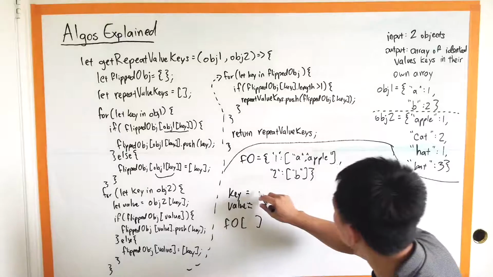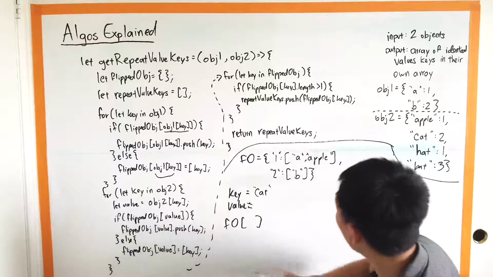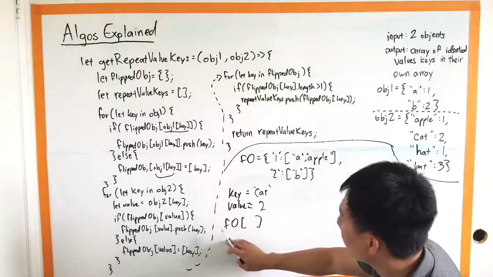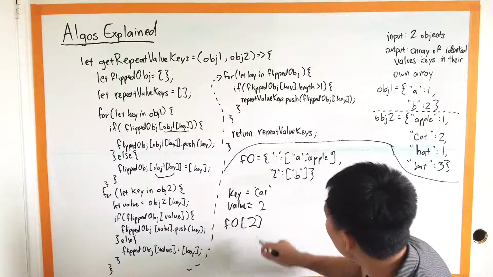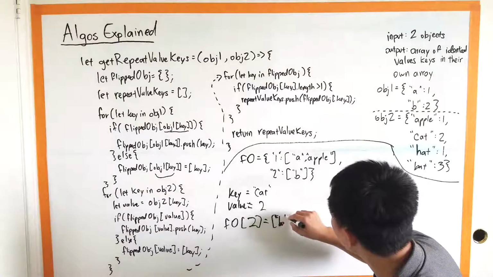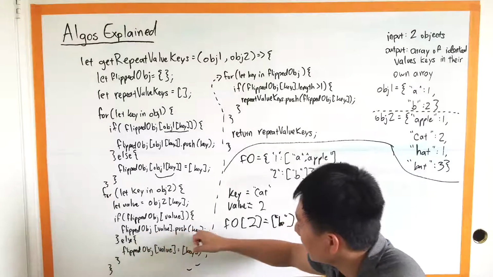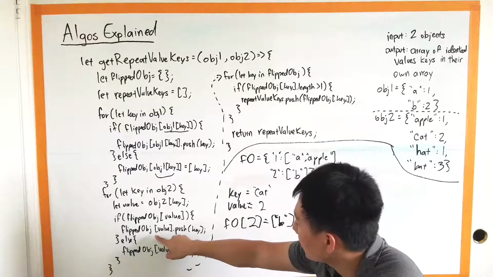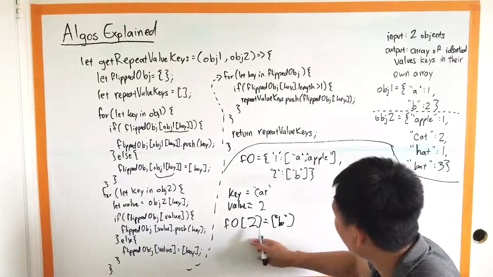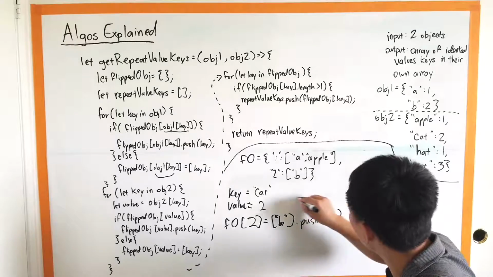The next key is cat. The value is object 2 of cat. Object 2 of cat is 2. So we're looking at that. And now we're going to ask, okay, flipped object of value. So flipped object of 2, what does that return? That returns an array that holds B inside of it. And so now, is that truthy or falsy? That's truthy. So we're going to go into that section of the if statement, and we're going to do flipped object of value dot push the key. And so flipped object of value, that's that. So we're going to push into here the key, which was cat.